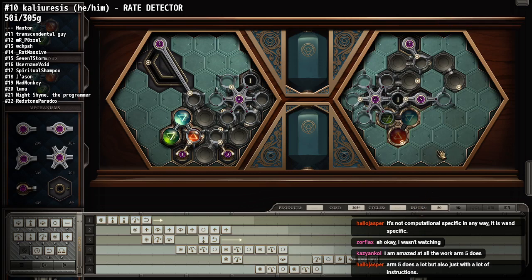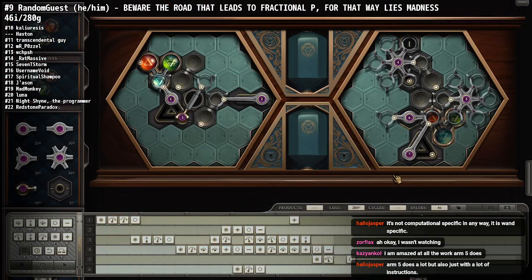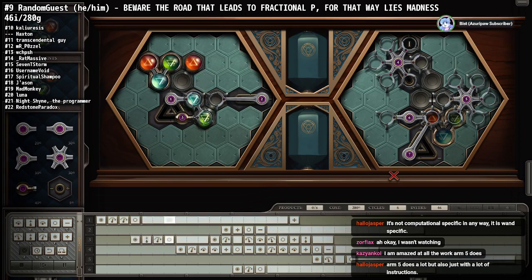Alright. Next up, we have at 46 instructions in 9th place, random guest. Beware the road. I'm curious what leads to the top 10 fractional. Where lies madness.